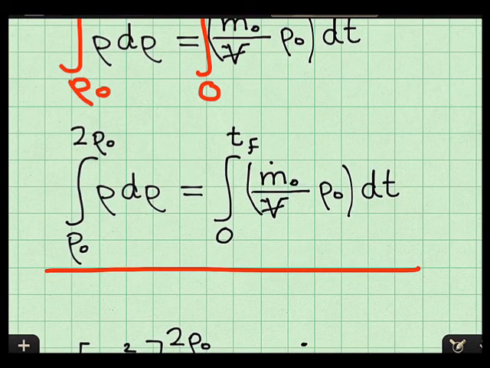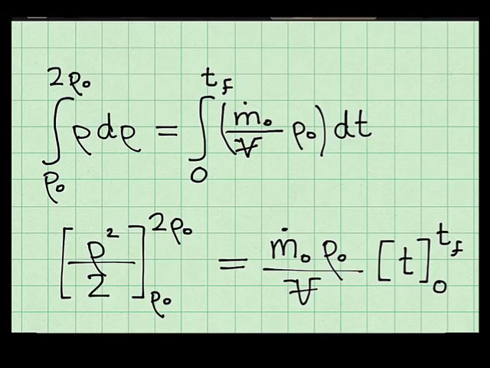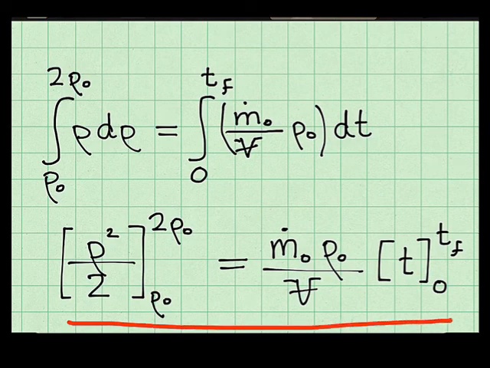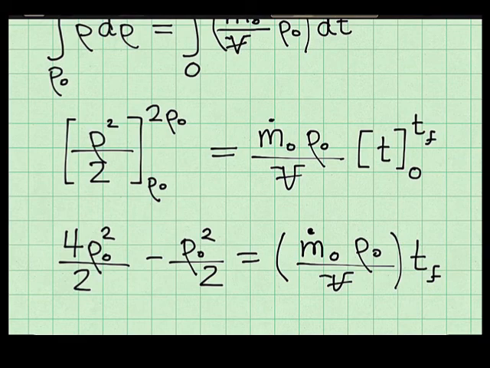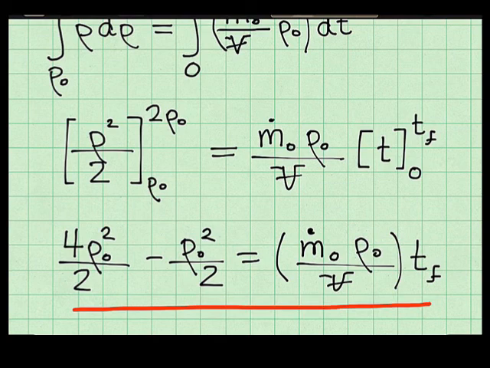Now I have an equation like x dx, but it's rho d rho. That's easy to integrate. I have a constant here which can come out of the integral, and then the integral of dt, which is very easy to integrate. After I do the integration, I get this equation, and my next step is I'm going to evaluate the limits of the integration there and there, there and there. After I've evaluated the limits of integration, here's my result.